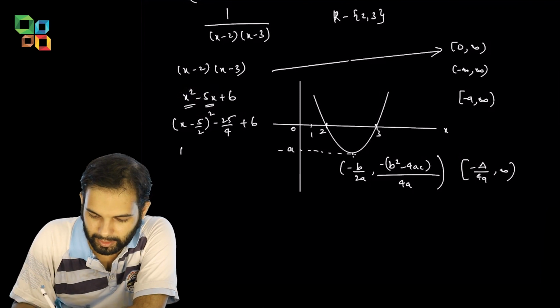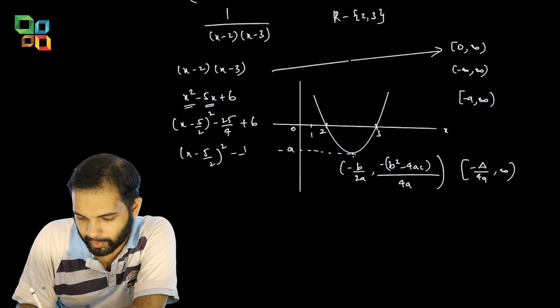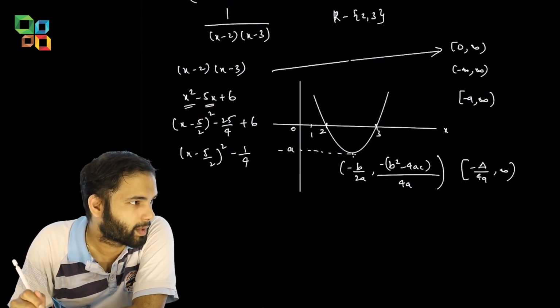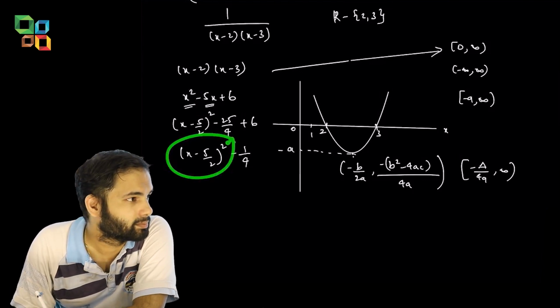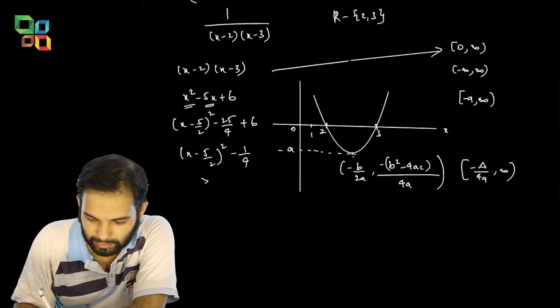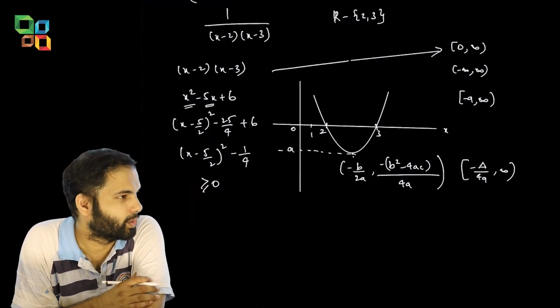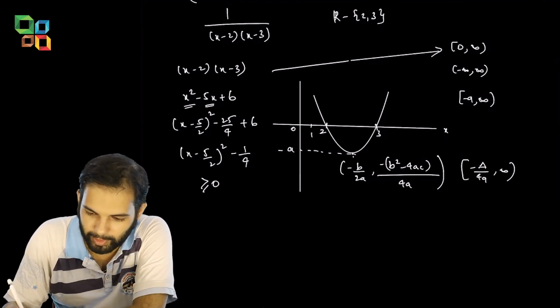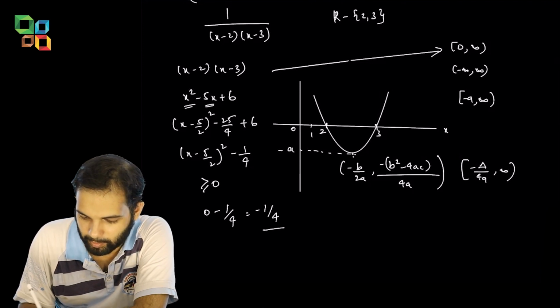Let me just simplify this. x minus 5 by 2 whole square, and this is what? Minus 1 by 4, after taking LCM. Okay. Look at this. What's the minimum value of this? 0. And this is always greater than or equal to 0. Correct. At x equal to 5 by 2, this is 0. Is it fine? So the minimum value is 0. What is the total minimum value? 0 minus 1 by 4. It is minus 1 by 4.